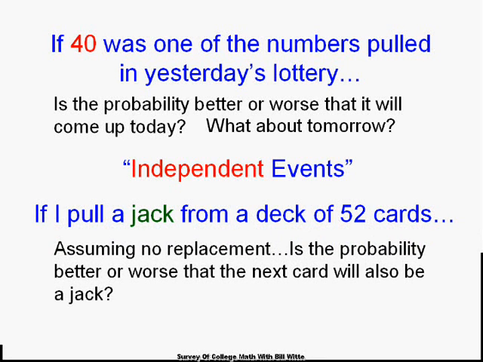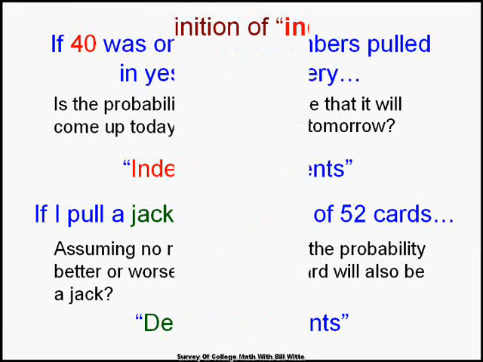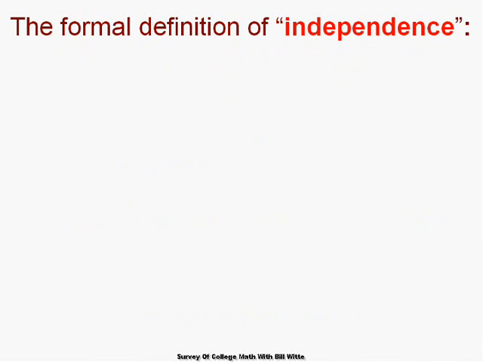Assuming I don't put that card back, is the probability better or worse that the next card will also be a jack? Well, that really affected it, didn't it? Those two events are dependent events because they really affect each other. Well, this is all very sophisticated. Let's come up with a formal definition of independence.